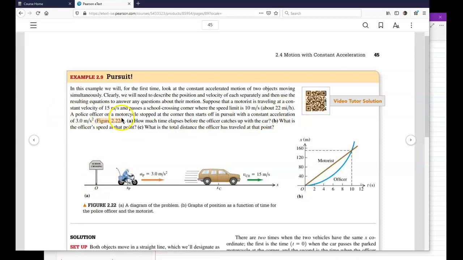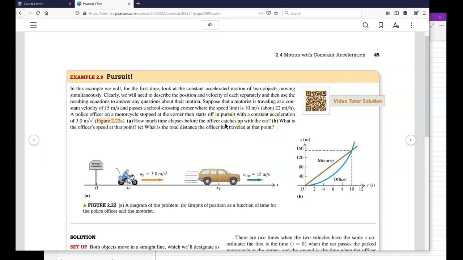A police officer on a motorcycle stopped at the corner, then starts off in pursuit with a constant acceleration of 3. So now the police officer is starting from velocity 0, correct? And now he is accelerating at the rate of 3 meters per second squared. Question: how much time elapses before the officer catches up with the car?